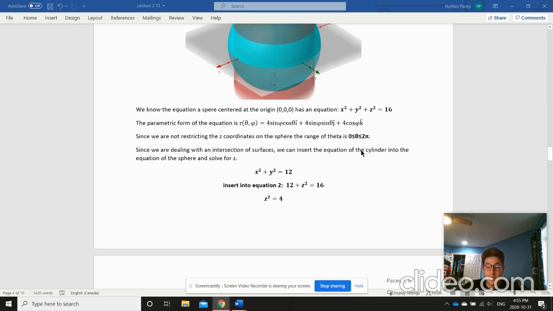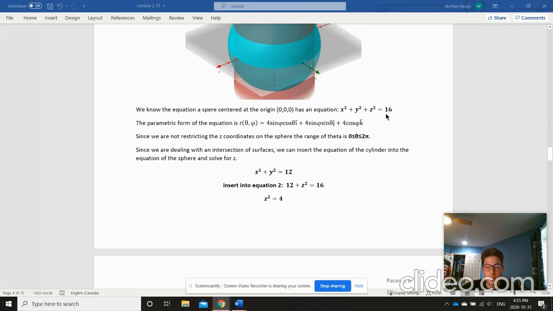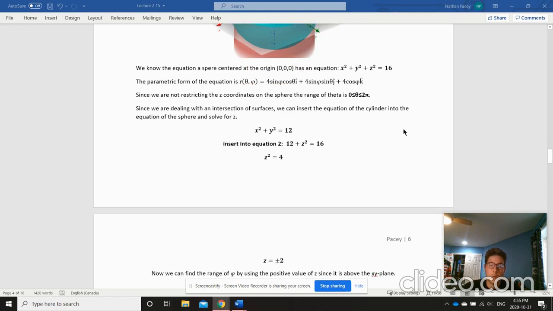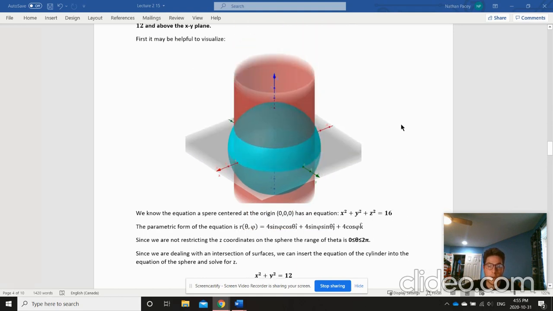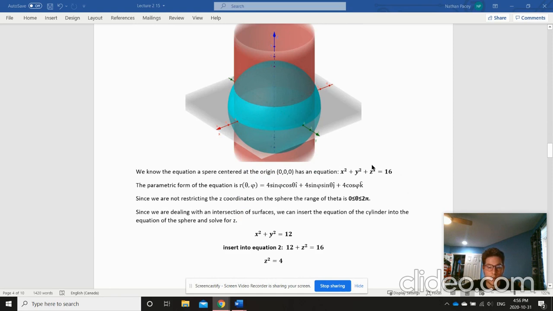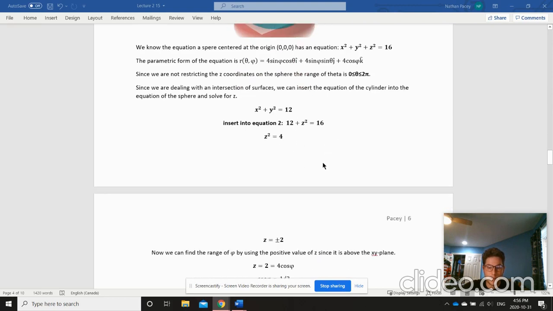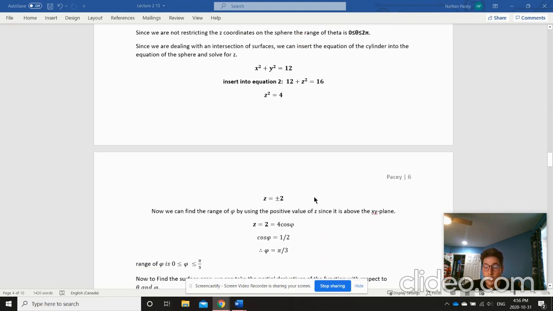So now, since we are dealing with the intersection of surfaces, we know that we have to take the equation of the sphere and input it into the equation of the cylinder to solve for z. So when we do that, we know that x squared plus y squared is equal to 12. So we can put that into the equation of the sphere, and we get that z squared is equal to 4. You can see a little bit of computation here. So we know that z is going to equal plus or minus 2.